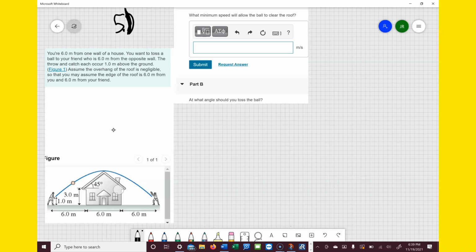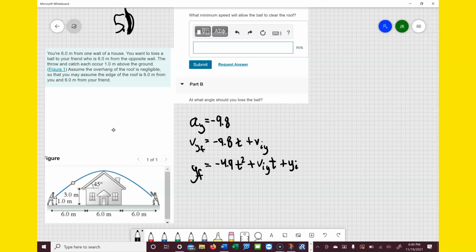Okay. Now, here goes the same stuff I always do. The vertical acceleration is negative 9.8. The vertical velocity is negative 9.8 t plus the initial vertical velocity. The vertical position is negative 4.9 t squared plus the initial velocity times t plus the initial vertical position, but I'm just going to call that 0. Okay.